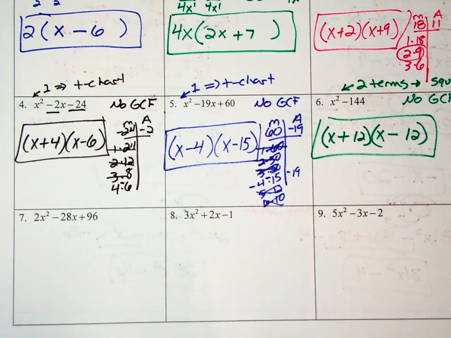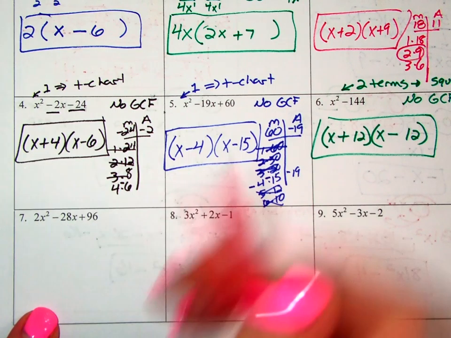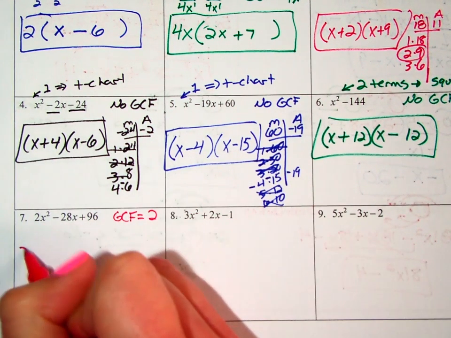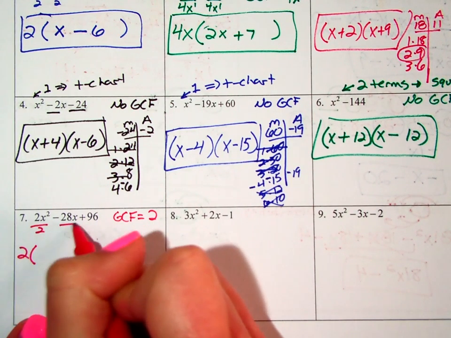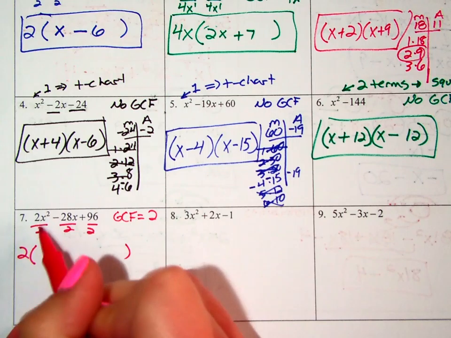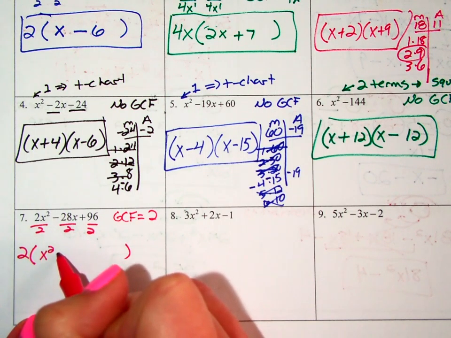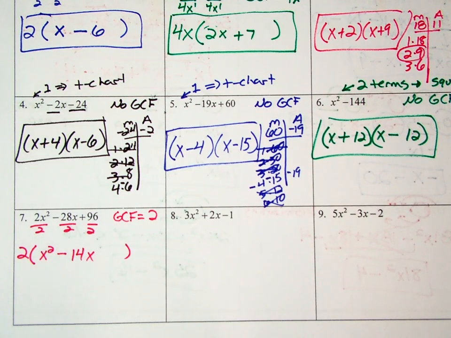Okay, number 7. Again, the first thing we should do is look for a GCF. Well, 2 goes into 2, 2 divides into 8, and it divides into 96. So I do have a GCF this time, and it is 2. No x because there's not an x in all of them. So I can divide each one by 2 to find out my internal. 2 divided by 2 is 1, so we just take the x squared. Negative 28 divided by 2 is negative 14. Bring the x. 96 divided by 2 is 48, sorry.